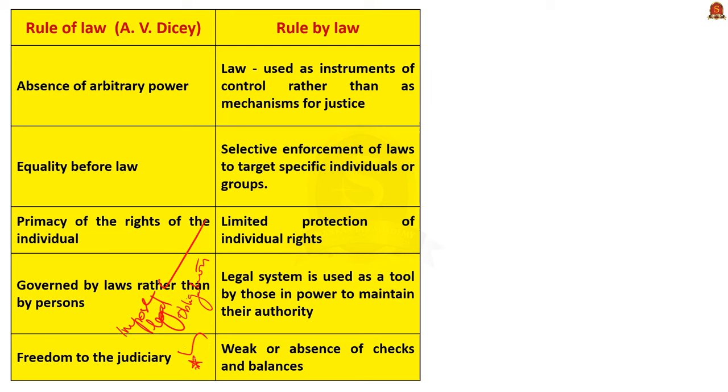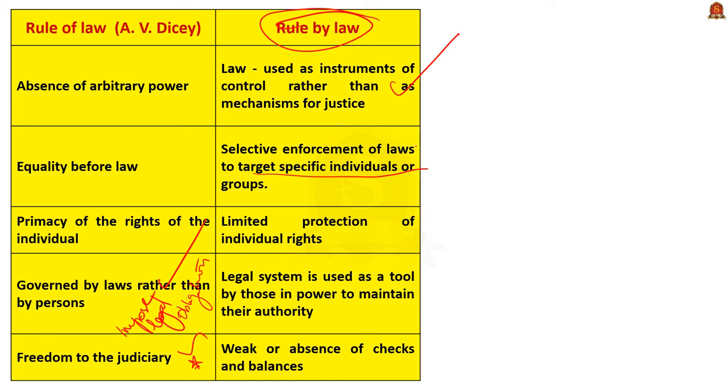On the contrary, there is another concept known as the rule by law. It refers to a situation where the legal system is used as a tool by those in power to maintain their authority. Could you understand the difference? In such a system, law may be used selectively to favor those in authority, and legal mechanisms can be manipulated for political purposes. So it lacks the emphasis on fairness, justice, and equal application found in the rule of law.